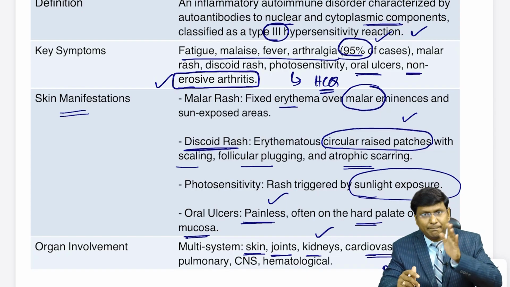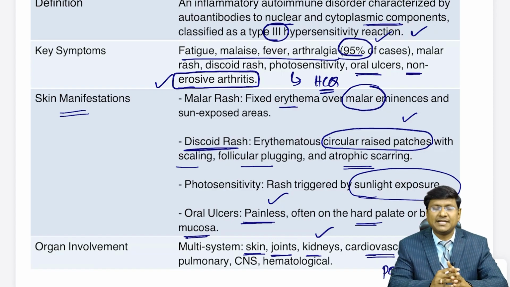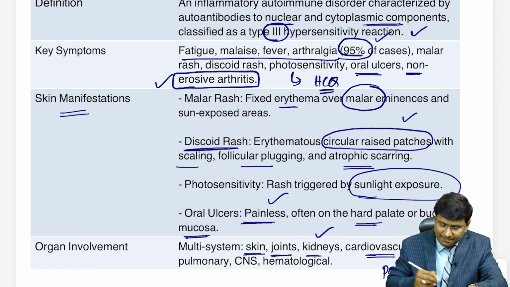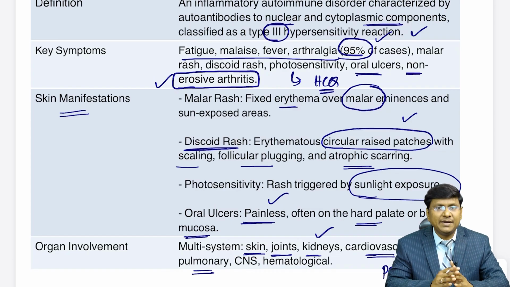Pericarditis will present in the form of chest pain. Myocarditis will present in the form of heart failure as well as dyspnea. Endocarditis will present as Libman-Sacks endocarditis, where you have valvular involvement. So that will be pancarditis. Next, pulmonary involvement. Pulmonary involvement will be in the form of interstitial lung disease and pleural effusion.